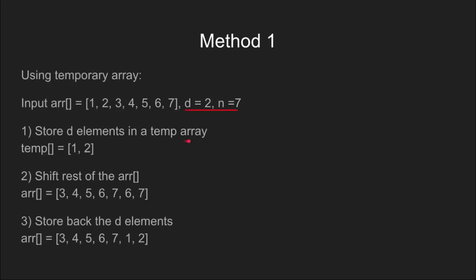We store d elements in a temporary array temp. So in the first step, temp has elements 1 and 2. Then we shift the rest of the original array. After this, we store back the d elements into the array. That is, the last two elements 6 and 7 are replaced by the d elements in the temporary array, that is 1 and 2. Clearly, the output array has been rotated to the left by a factor of 2.